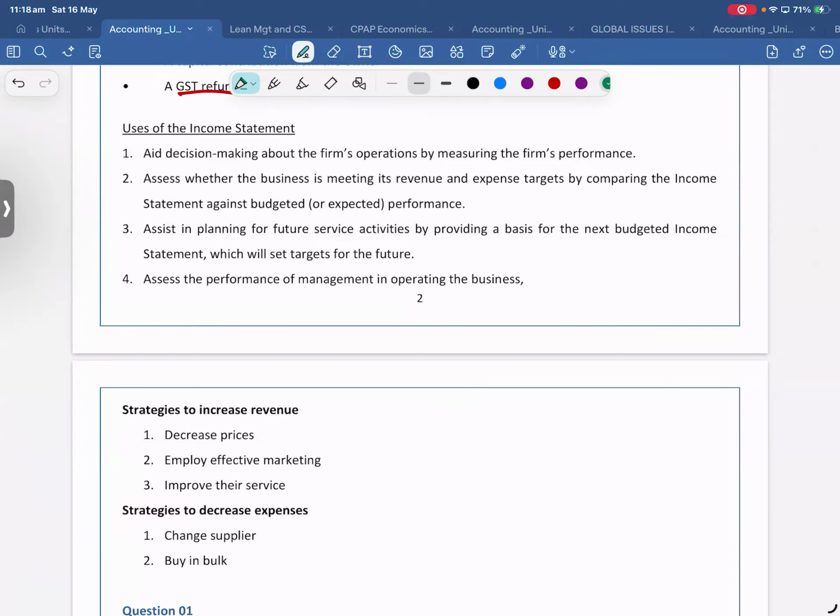So, what are the uses of an income statement? It helps in decision making. How does it help decision making? Because we can anticipate for the next period. Yes, basically when we have made a profit or loss.